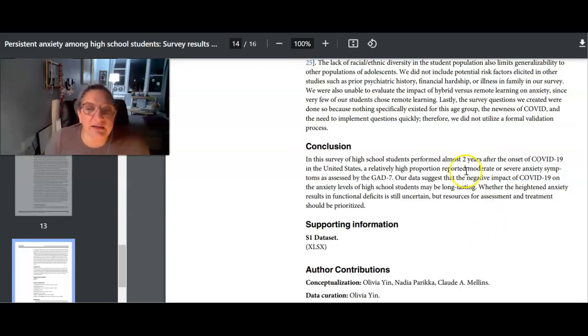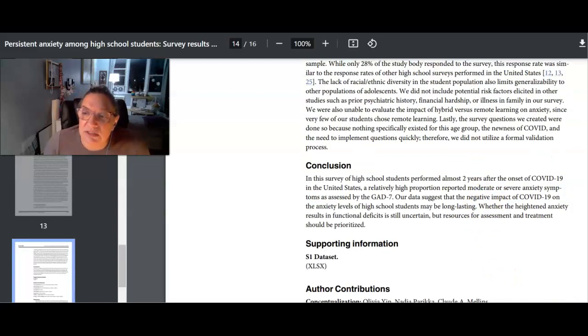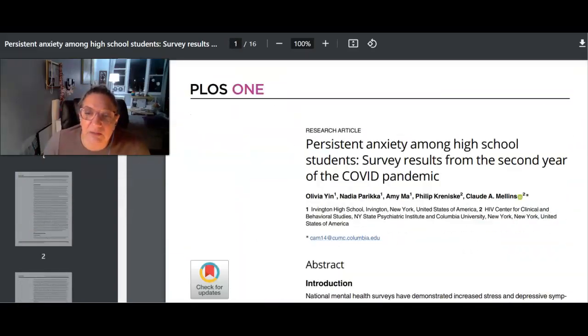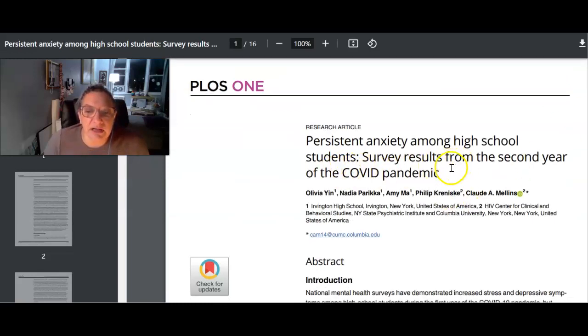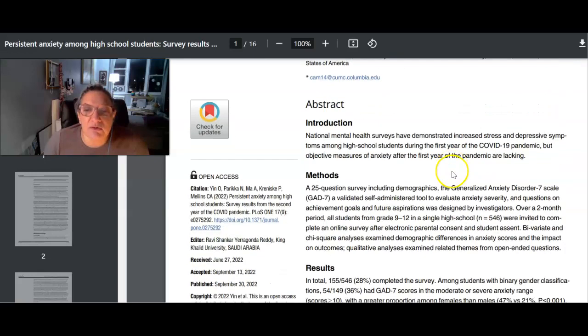So you can see that at the end of their research, they're saying this needs to be an important thing that happens. We need to keep studying this. So what this article does is it goes through, I'm going to go back to the top now, it goes through looking at high school students. So you can look at this now, right? A National Mental Health Survey. So they made a survey. It's called the General Anxiety 7, GAD.